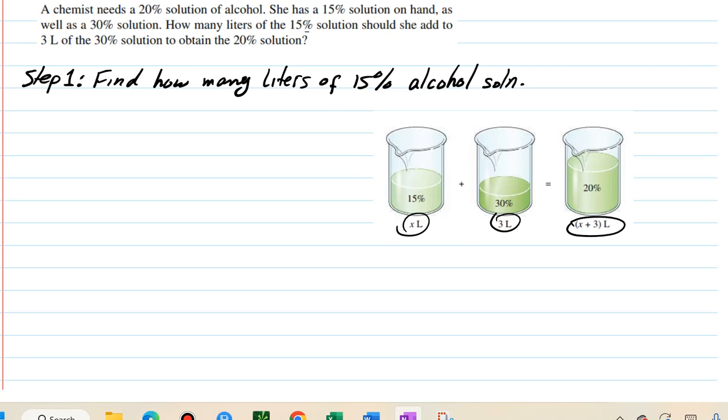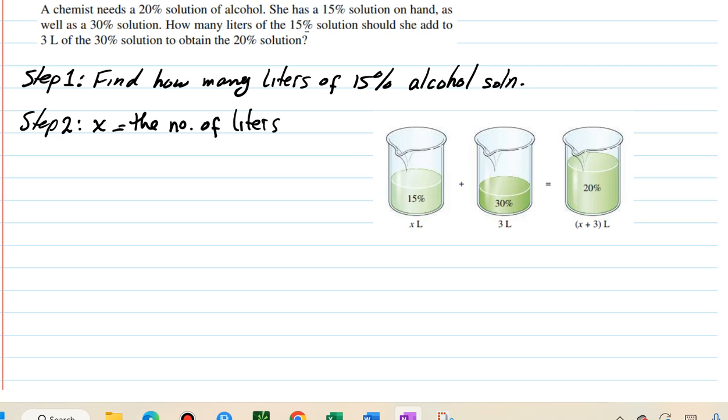Now, we need to assign a variable to this one, right? That will be our step 2. You already see what X is. X is the amount of 15%, right? So we're going to let X be the number of liters of 15% solution that we want to add.